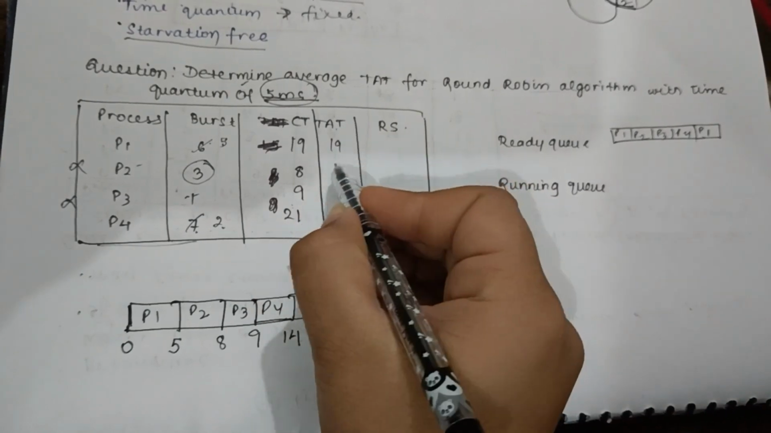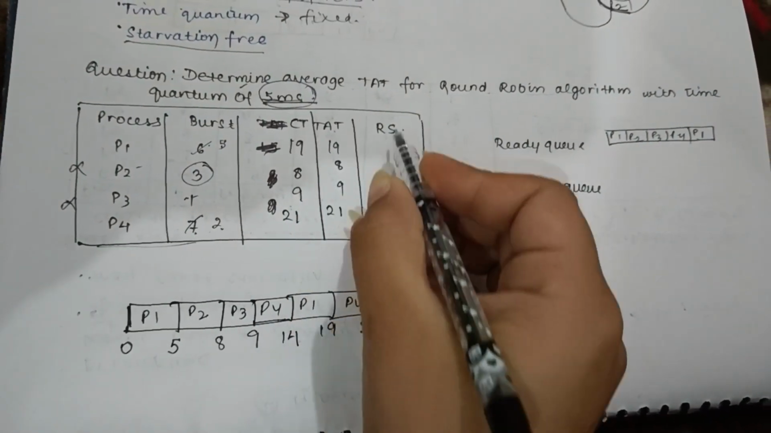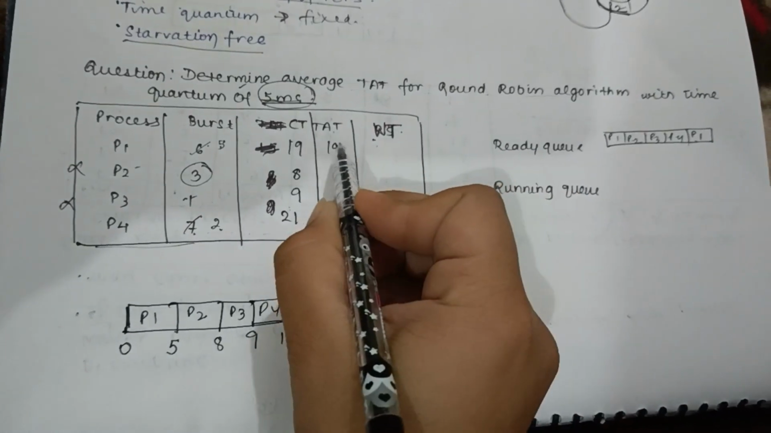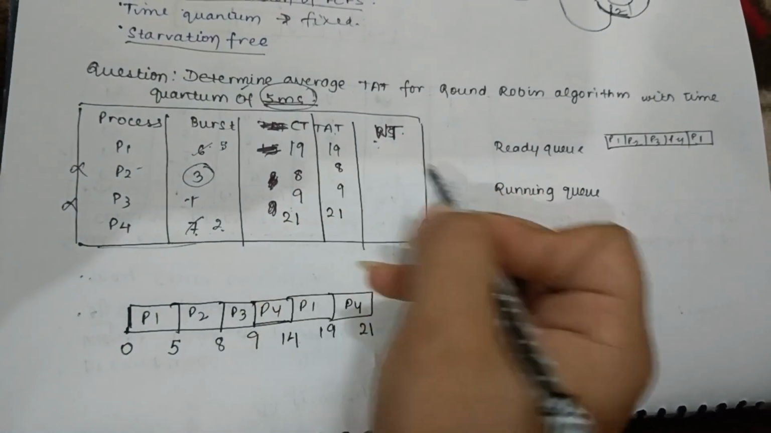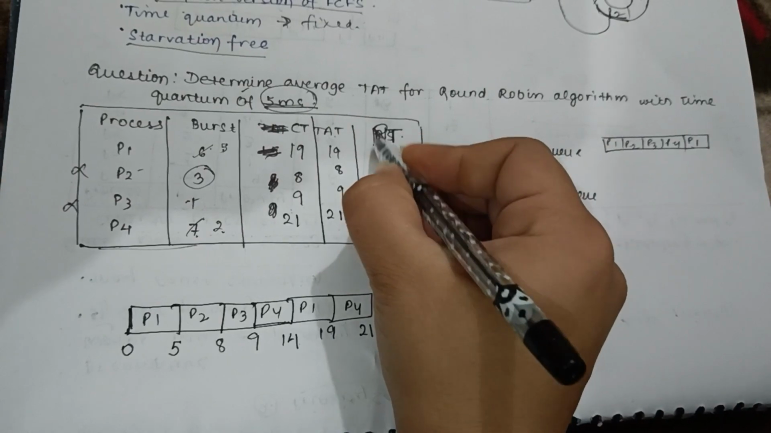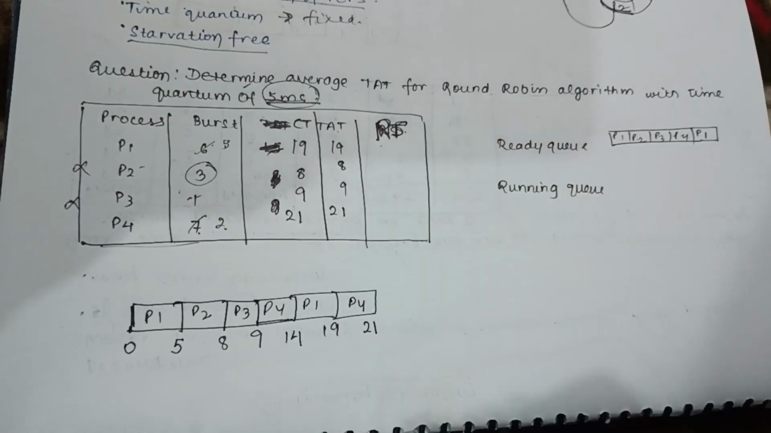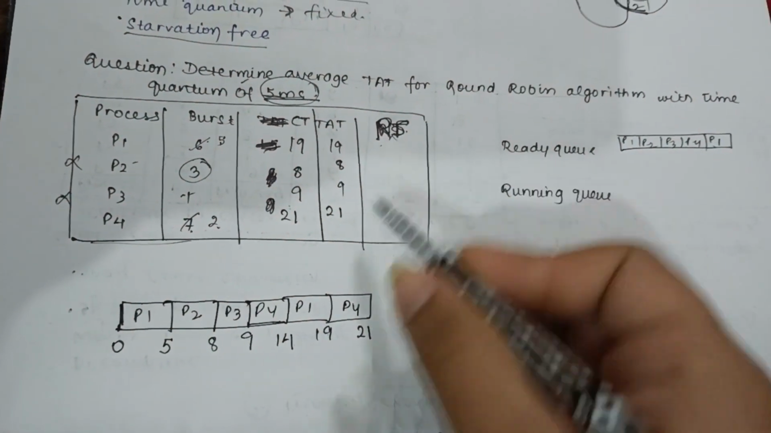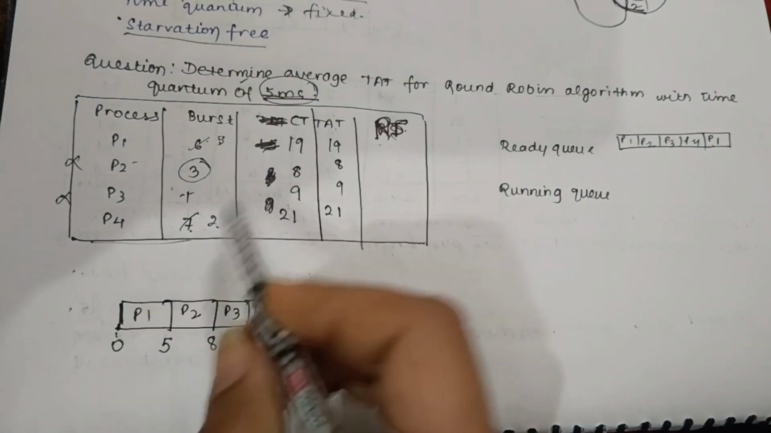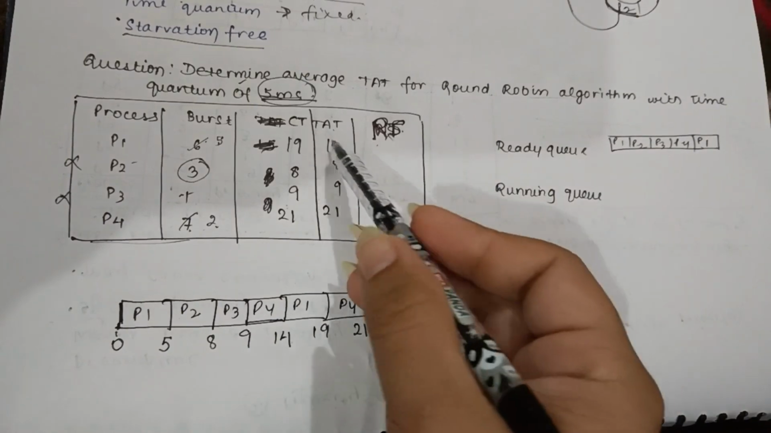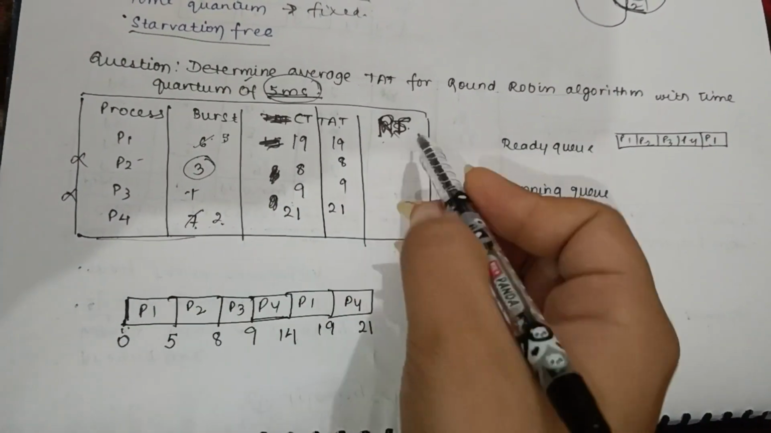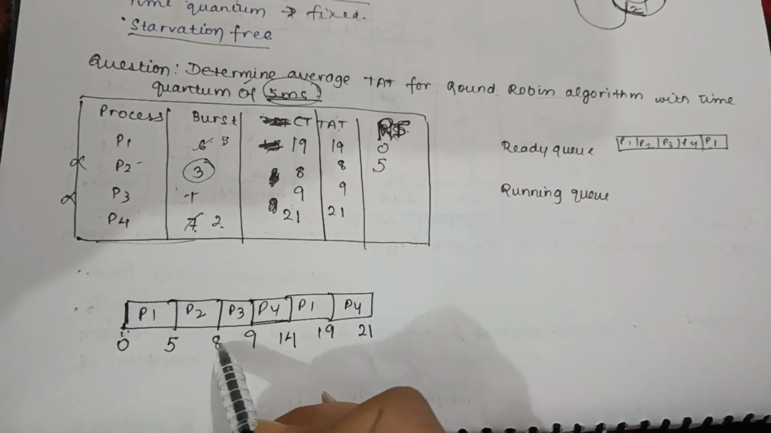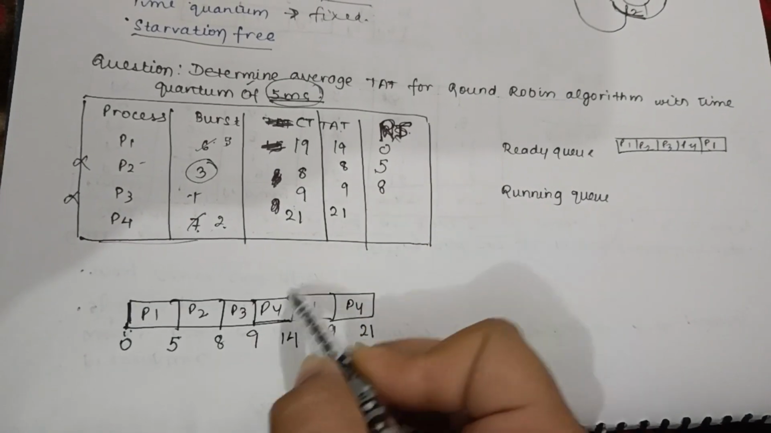Turnaround time is again the same because the arrival time is the same. And then we have the waiting time. Waiting time would be turnaround time minus burst time, but here we use response time, because the CPU is switching between different tasks. Response time is when they first got the CPU minus arrival time. So when did the process P1 first get the CPU? It's 0. P2 gets the CPU first at 5, P3 at 8, and P4 at 9.